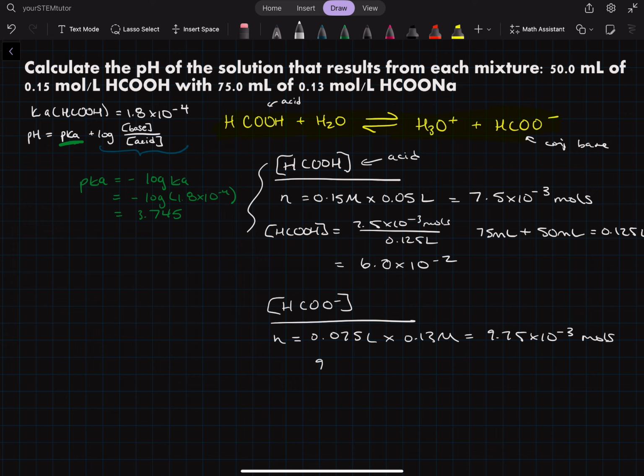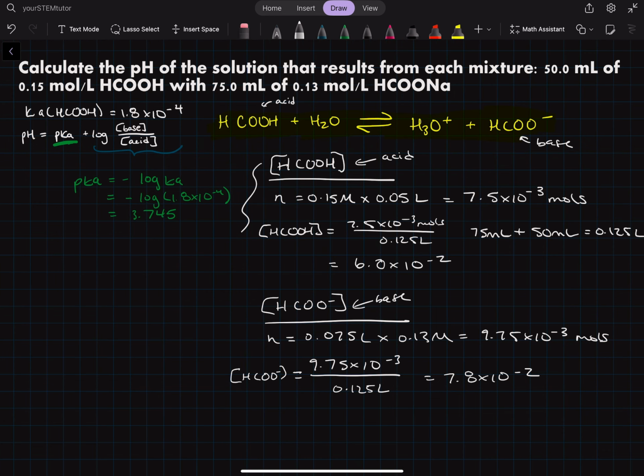Then we take 9.75 times 10 to the negative 3 divided by our 0.125 liters of liquid again, which is going to give us the HCOO minus concentration, 7.8 times 10 to the negative 2. Sorry, I don't know why I said conjugate base, just our base. There we go. So we have the concentration of our acid and the concentration of our base.